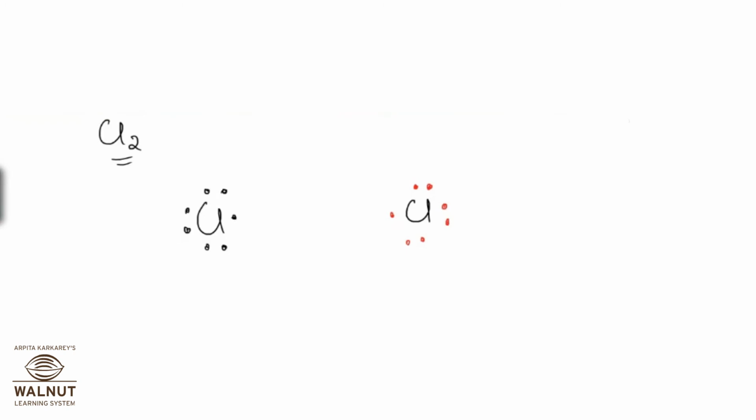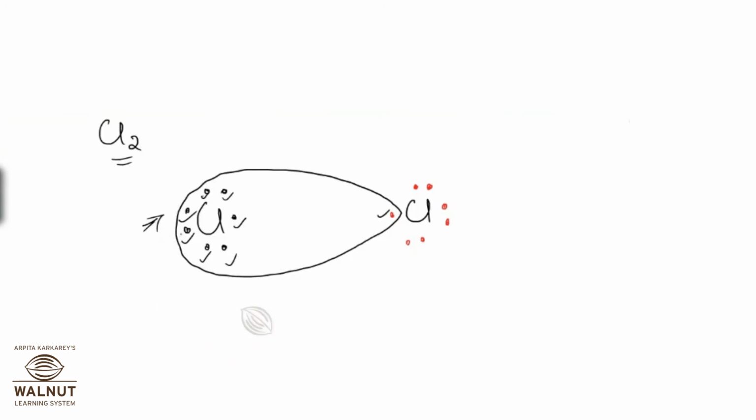Now tell me, if I want to make this chlorine stable, how many more electrons do I need? 7 it has already. How many more does it need in order to enter into the octet state? 1. So can it share this 1 electron with the other chlorine atom like this? Now if you count 1, 2, 3, 4, 5, 6, 7, and this one is 8. This 8th electron is lying in the elliptical orbit of this particular chlorine atom. So now it is stable.